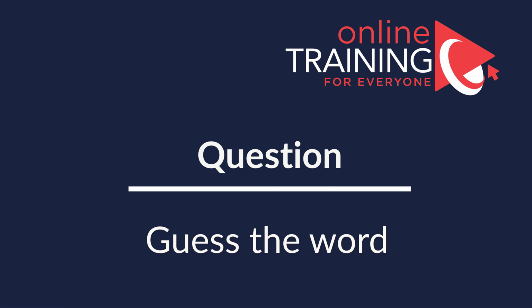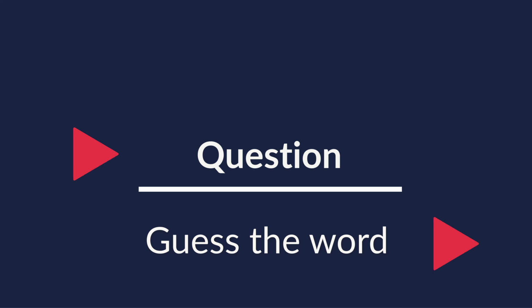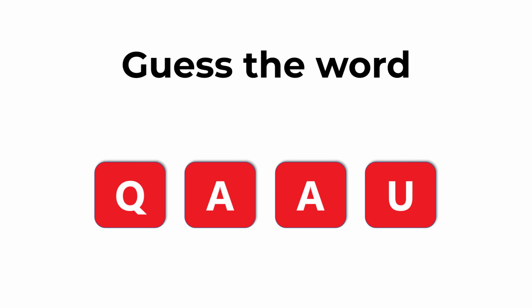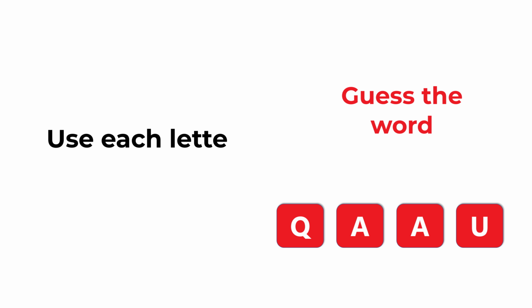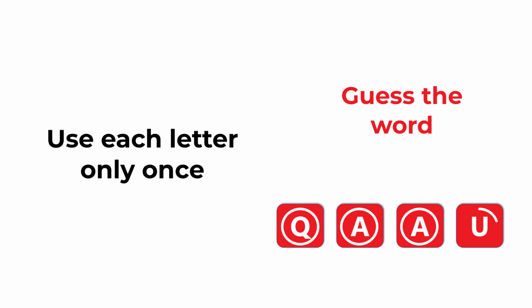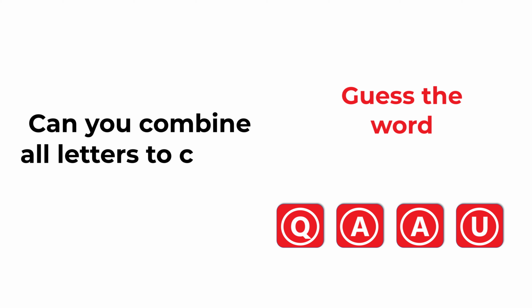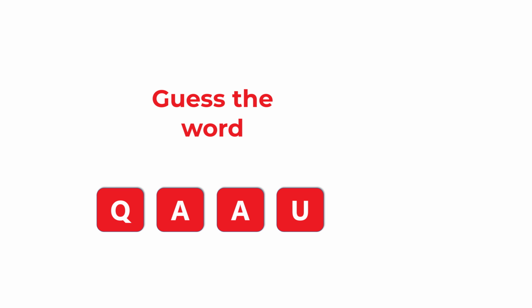A lot of times you might be presented with a question on the test that will try to determine your knowledge of English words as well as how quickly you can extract these words from your memory. In this particular case, we are looking at 4 letters: Q, A, and U, and you need to guess the word by combining these letters. Do you see the word?